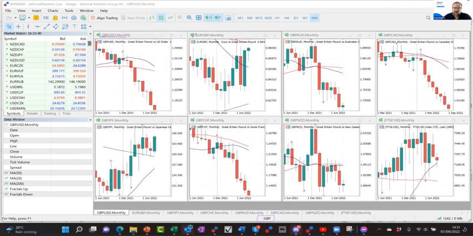Pound against the US dollar, euro against the sterling, pound against the Aussie, pound against the yen, pound against the Swiss franc, pound against the New Zealand dollar, pound against the Canadian dollar, and also the FTSE, the UK index. So very quickly, in one look, I can see what the trend is for sterling.